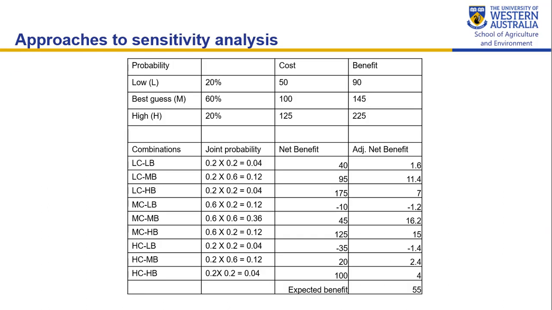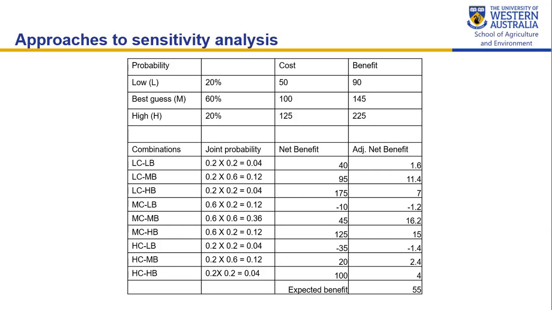Here is another example where we are again interested in cost and benefit. There are three states or three possible values these cost and benefit parameters could take. There is a best case, which is denoted by M, where the cost is going to be $100 and the benefit is going to be $145. The probability of getting the best case, or M, is 60%. But there is a chance that the cost and benefit could be lower, which we are denoting as low, or L.